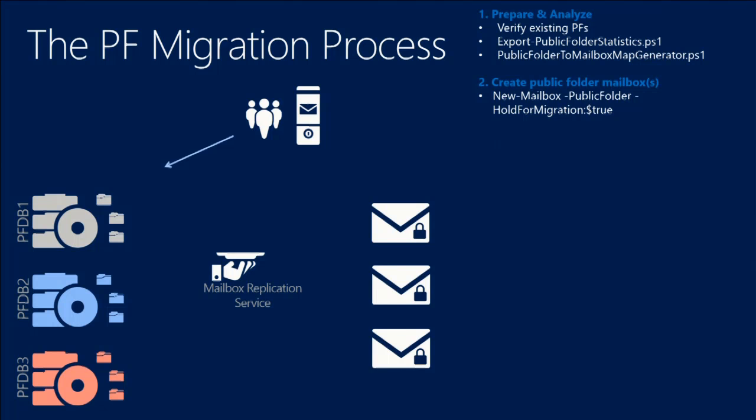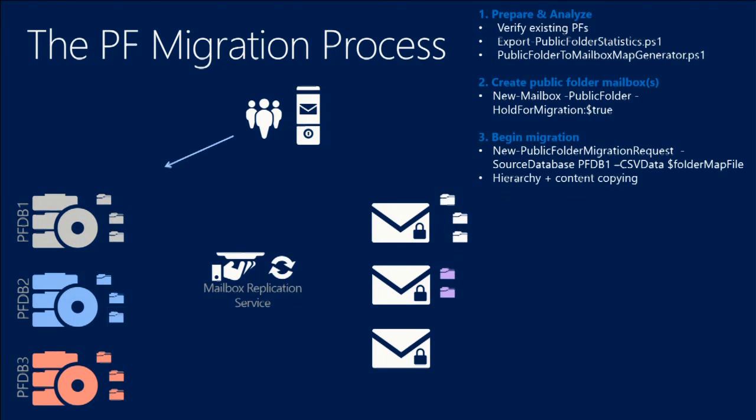So after that, you basically create the public folder mailboxes. If you just create one, the first one must be configured for hold for migration, and that's because it's basically locked in the system, and this is the primary hierarchy target. So then you begin the migration. Similar to moving mailboxes in your environment, you just create a new public folder migration request. And this request basically starts copying the hierarchy and the content over to your public folder mailbox. You see here it goes.